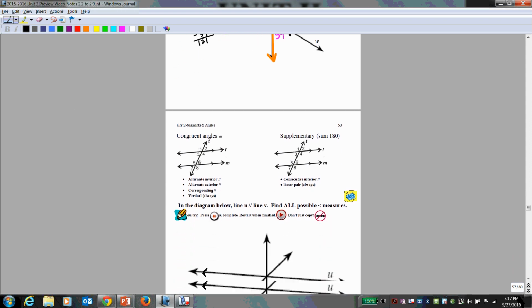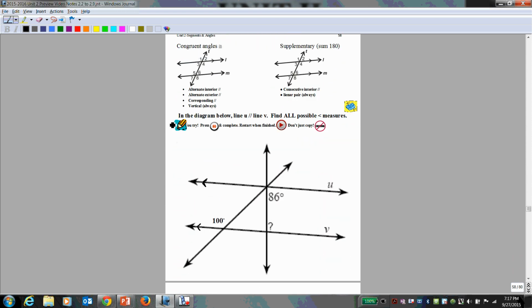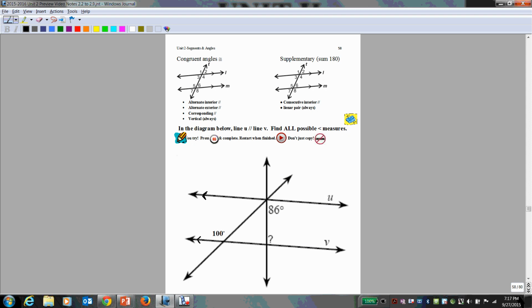Ready? Here I give you a list. You're going to do this one on your own. Your goal is to find everything possible. You want to watch out for these angles which are congruent. Alternate interior, alternate exterior, corresponding and vertical are always congruent. And angles which are supplementary. Consecutive interior angles when lines are parallel and linear pairs. Do as much as you can on your own, then restart the video. Pause.